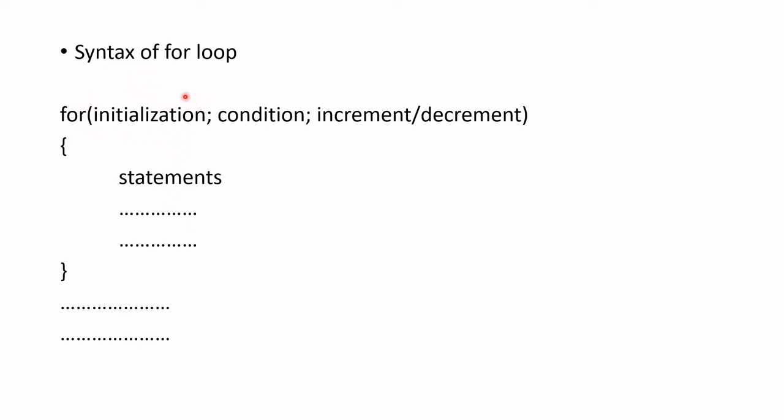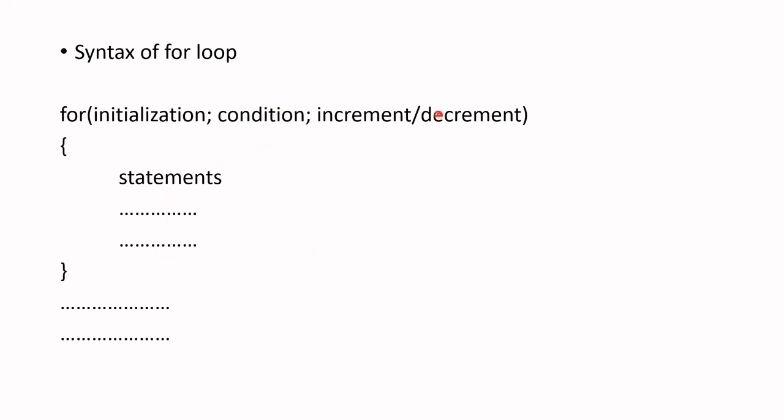First, it will perform the initialization. After that, it will check the condition. If the condition is true, then only it will enter into the for loop. And after executing these statements, it will do the increment or decrement. After performing this operation, it will again check whether the condition is true or false. If the condition is true, then only it will enter into the for loop.